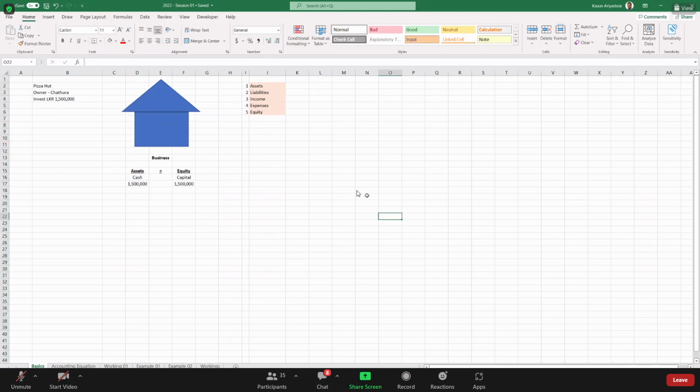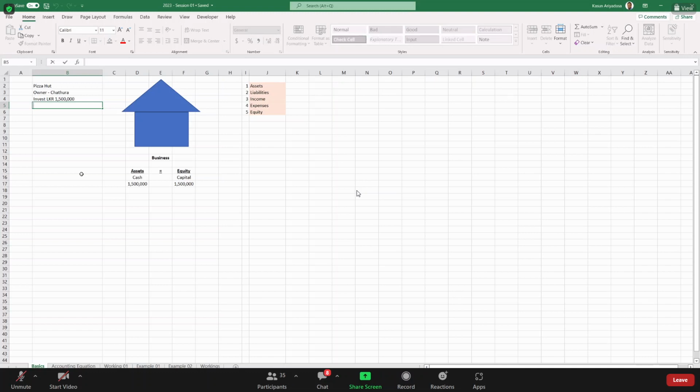Assets equals, sorry, assets, not liability, assets equals equity. Right. Now, Chatura is starting his business, and he realized that the business needs another 500,000 to start its operation, because 1.5 million is not enough.